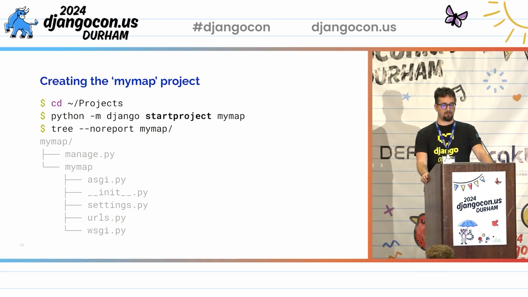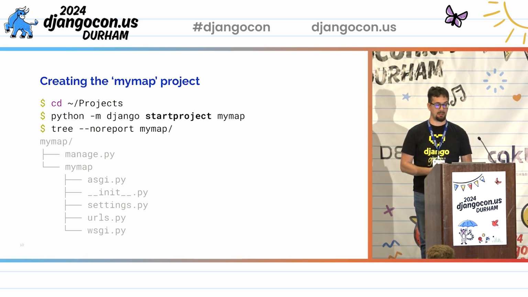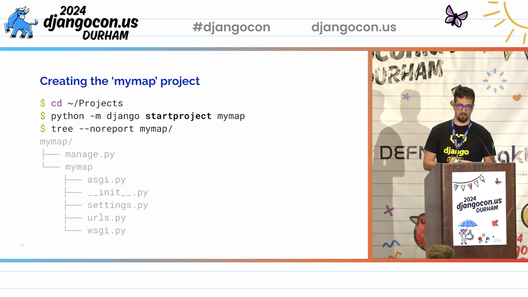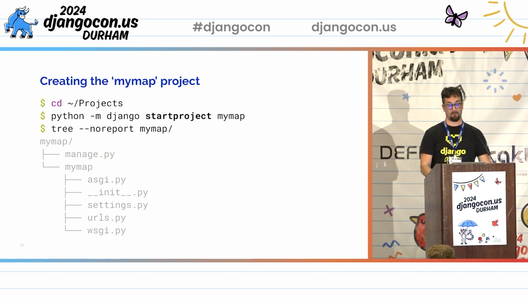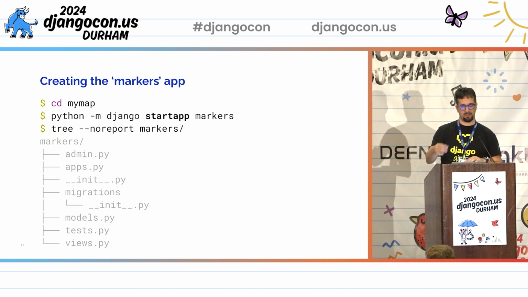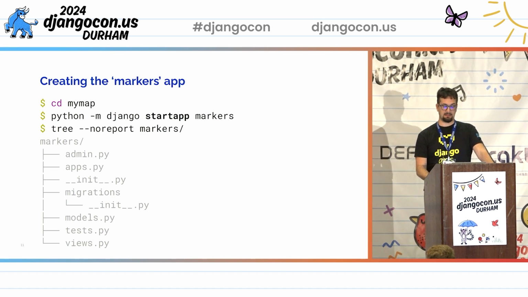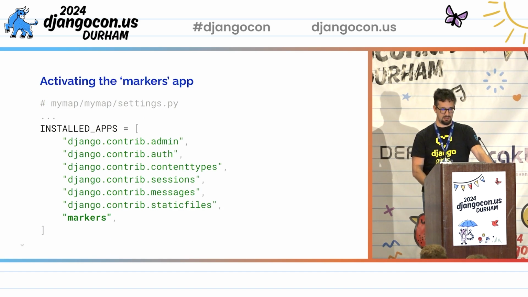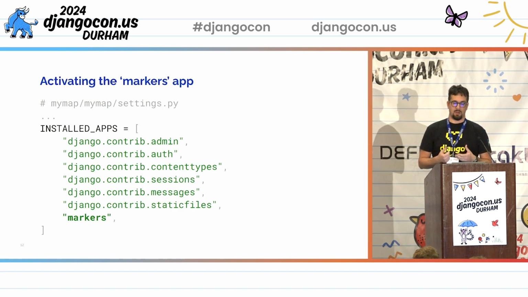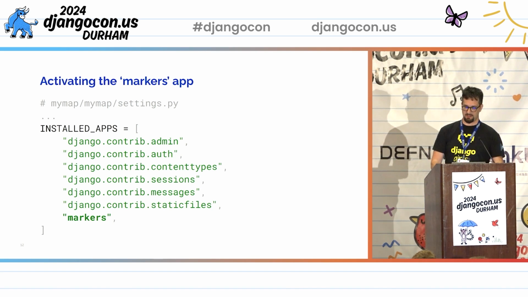As usual, to start creating the project, I switch to my project directory and I use the startproject Django command, and the basic files of our project will be created for us. After entering the new mymap directory, we create a markers app with the startapp command, and again, all the files will be created for us. Now we have to activate our markers application, inserting its name in the list of installed apps in the settings file.